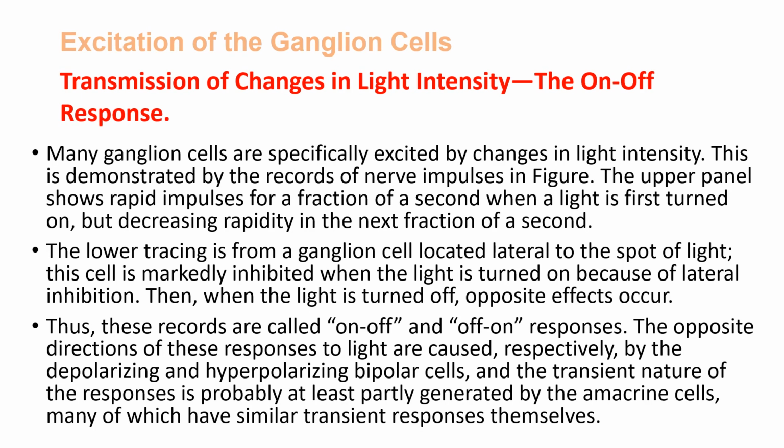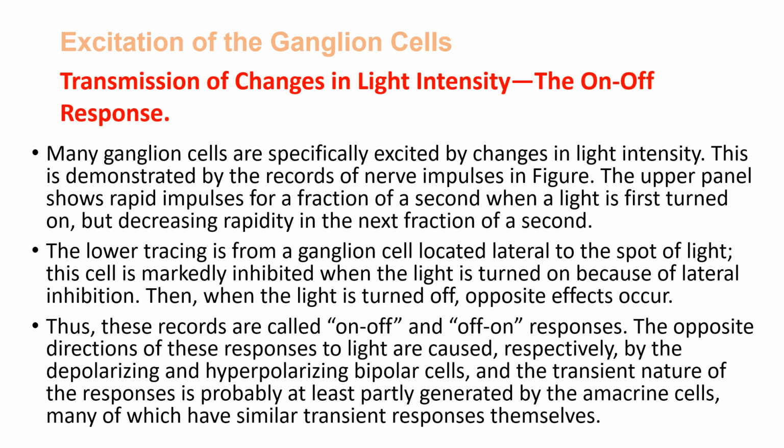Transmission of changes in light intensity. The on-off response. Many ganglion cells are specifically excited by changes in light intensity. This is demonstrated by the records of nerve impulses in the figure. The upper panel shows rapid impulses for a fraction of a second when a light is first turned on, but decreasing rapidity in the next fraction of a second.